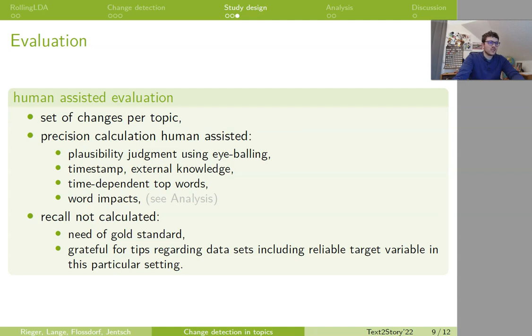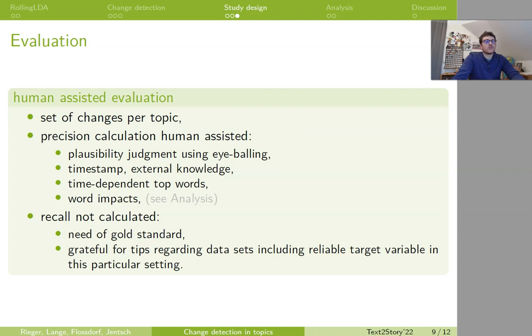What we did is we got the set of changes per topic and calculated, for the mentioned parameter setting, the precision of the detected changes in a, let's say, human-assisted manner. The person who did this had to check the plausibility of all changes based on eyeballing. That means he got the timestamp, external knowledge about the course of the pandemic, the time-dependent top words of the corresponding topic, and word impacts, which we will see on the slide after the next.